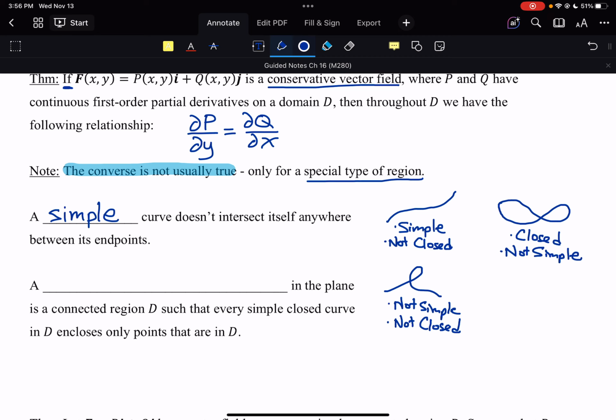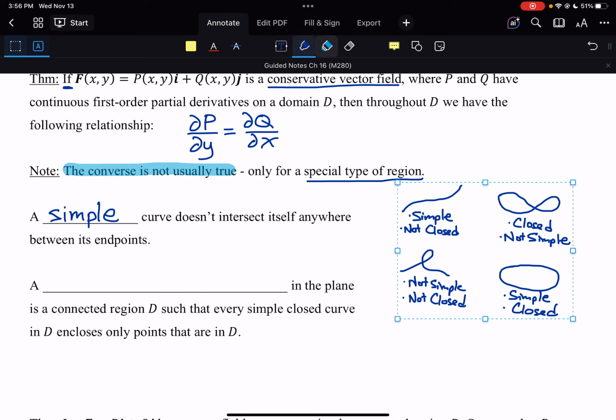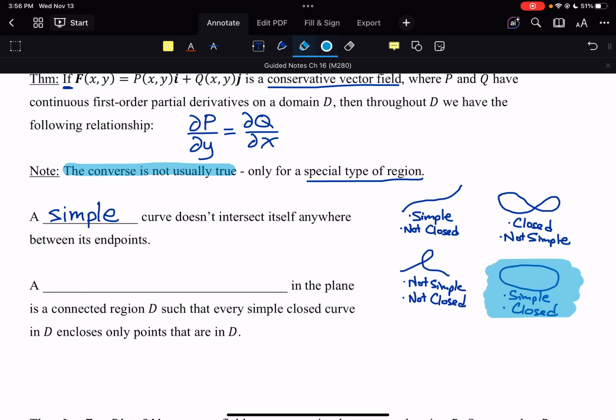What we're looking for is kind of the most boring curve of the bunch. So it's something much more straightforward looking like this. This curve is simple. It doesn't intersect itself, and it is closed, because it starts and ends at the same points. Okay. So these are the four general types of curves here. We specifically are going to be focused on simple closed curves.